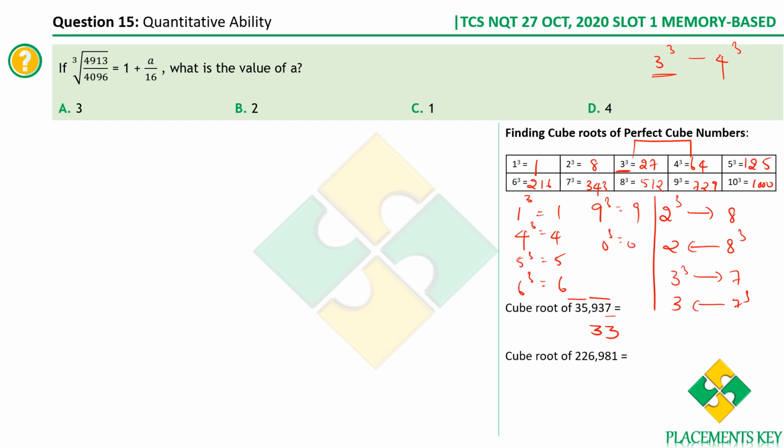So what is the cube root of 35,937? It is supposed to be 33. Let's apply the same for the next one. Okay, so again grouping 3 terms at a time. I know that this is a perfect cube number. We are grouping 3 numbers at a time.